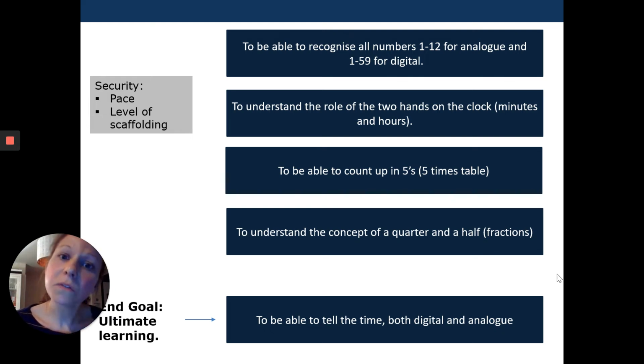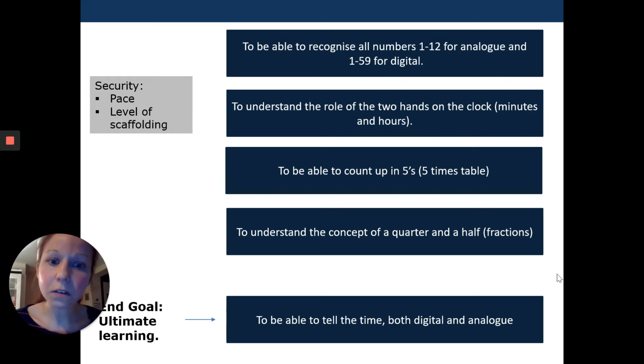And then there's all of those other things, isn't there? They've got to understand the role of the two hands, which one's the minutes and which one's the hours. They actually have to be able to count up in fives if you're going to teach them that it's 5 past, 10 past, quarter past. So essentially, they need the basics of the 5 times tables. And that's going to take a lot of work to get them secure in that before they can even begin to understand what on earth is going on a clock face.